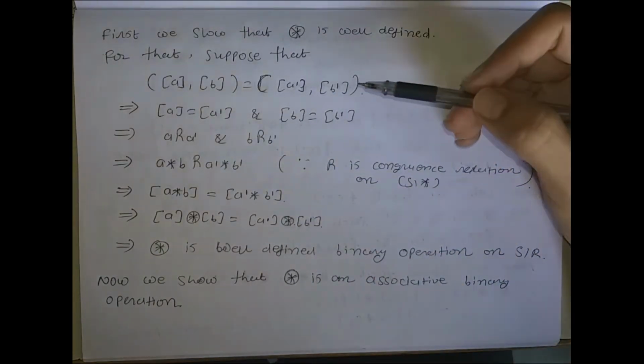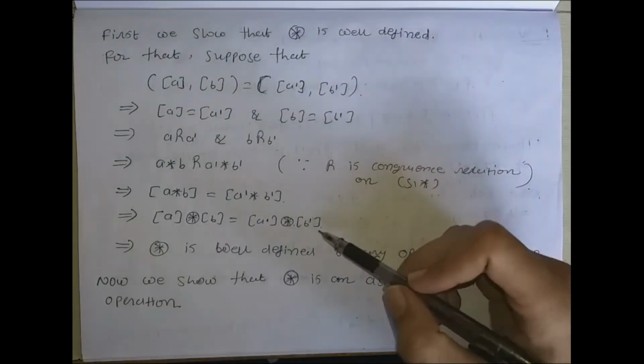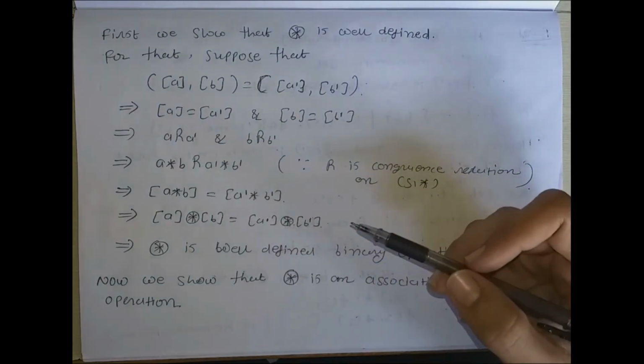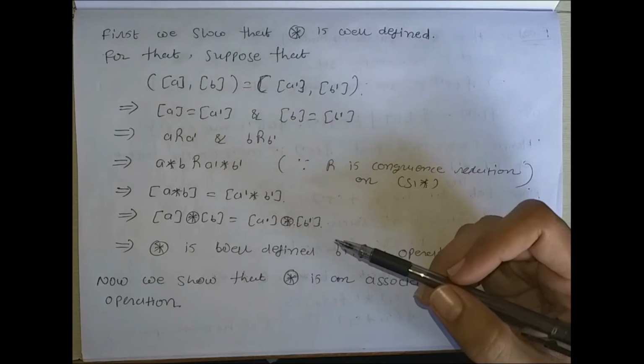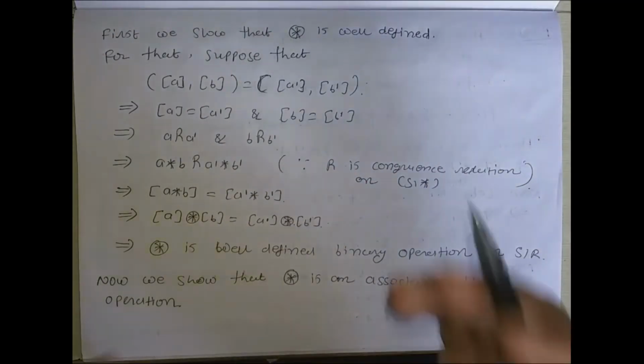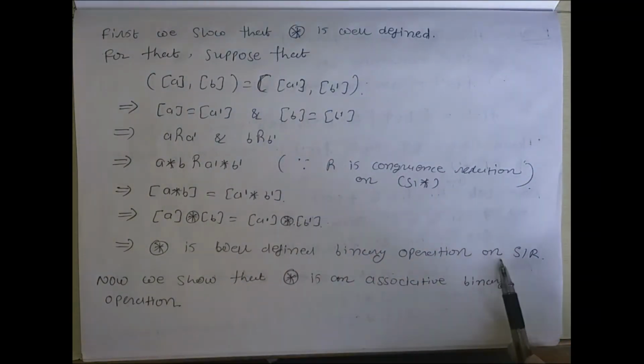Here we have considered two elements of the domain to be the same, so we get that the images of these two elements are also the same. Whenever we consider two elements to be the same, their images are also the same. This is the definition of a function: every element has a unique image, if every element is related with a unique element of the codomain. By this way we can say that ring star is a well defined binary operation on S quotient R.